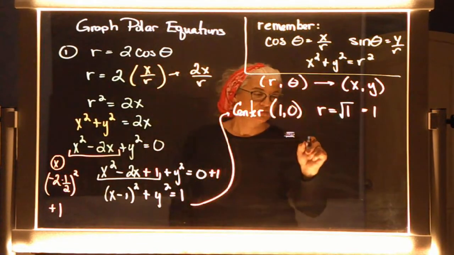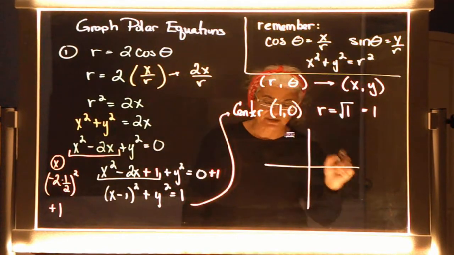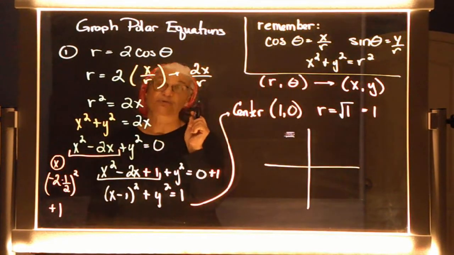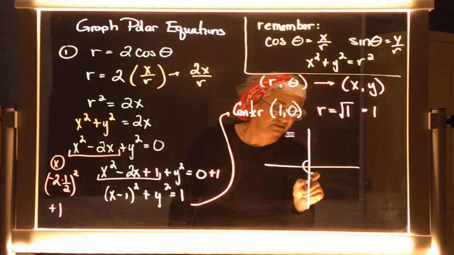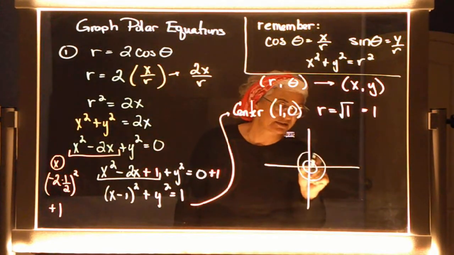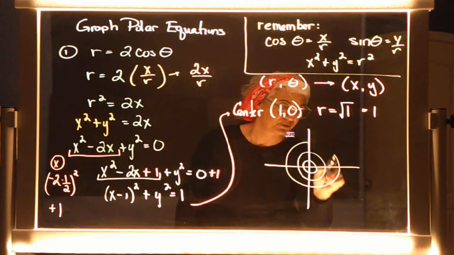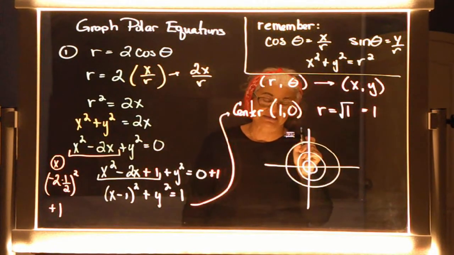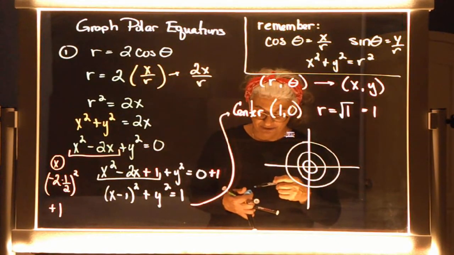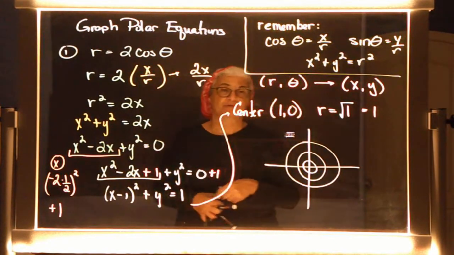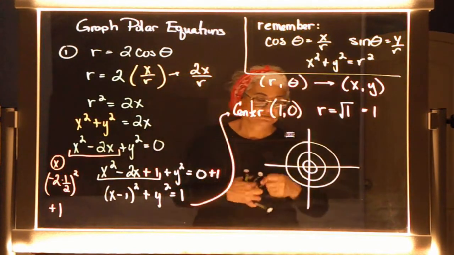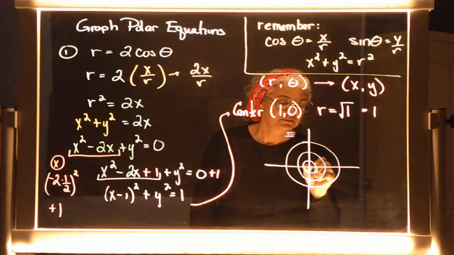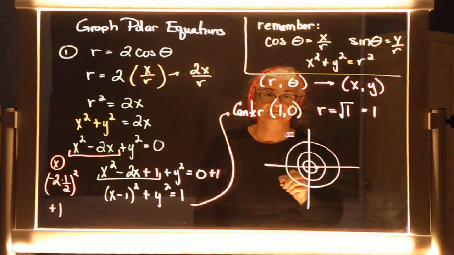Okay. So now, I'm going to graph this. By the way, remember, it was a polar equation that I was graphing. So I'm graphing it on the polar grid system. So remember this. You're graphing it on the polar grid system. Got it? Okay. So now, remember, the center was at (1, 0). So that would be here.